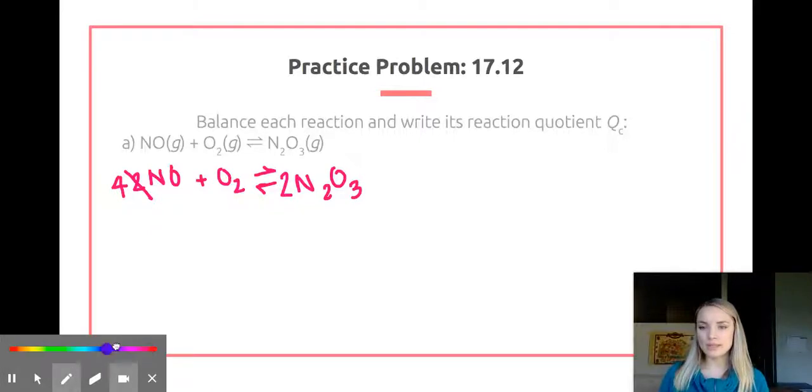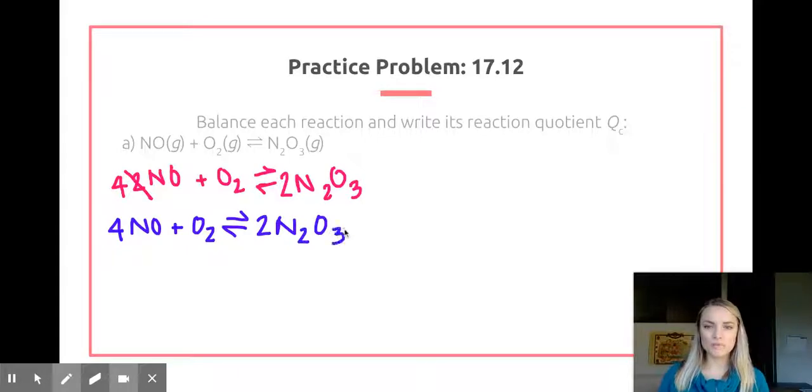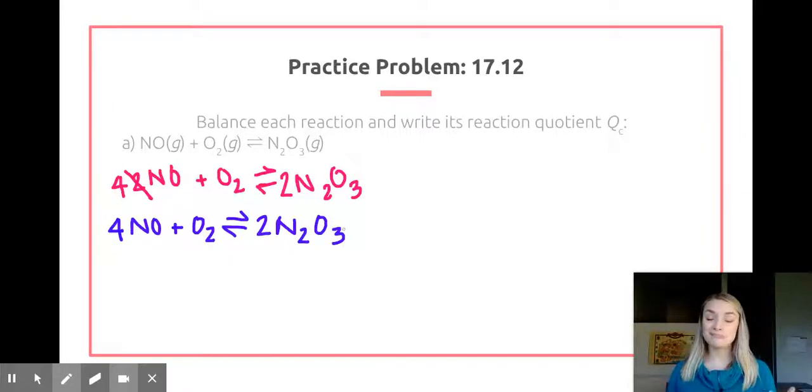All right, so my balanced equation is going to look like this. 4NO plus O2 yields 2N2O3. Now when we come to the part where we're writing our actual reaction quotient, it's pretty simple. We're just going to write the ratio of our products to our reactants, being sure to raise those concentrations to the appropriate power, so they're the coefficients of those molecules.